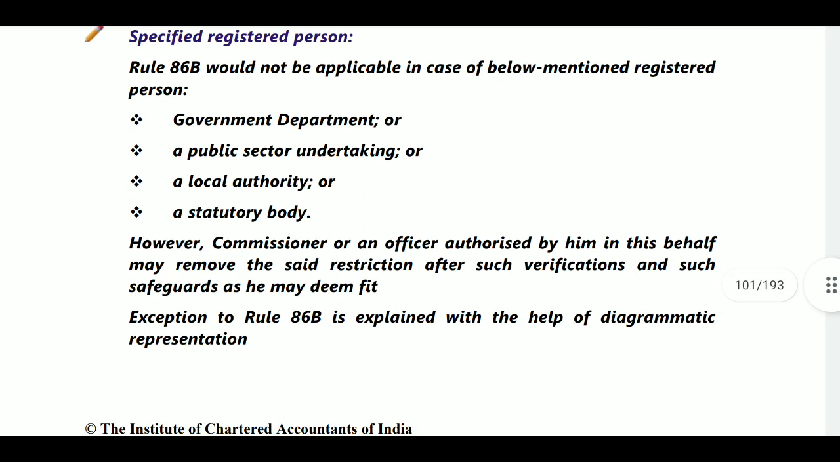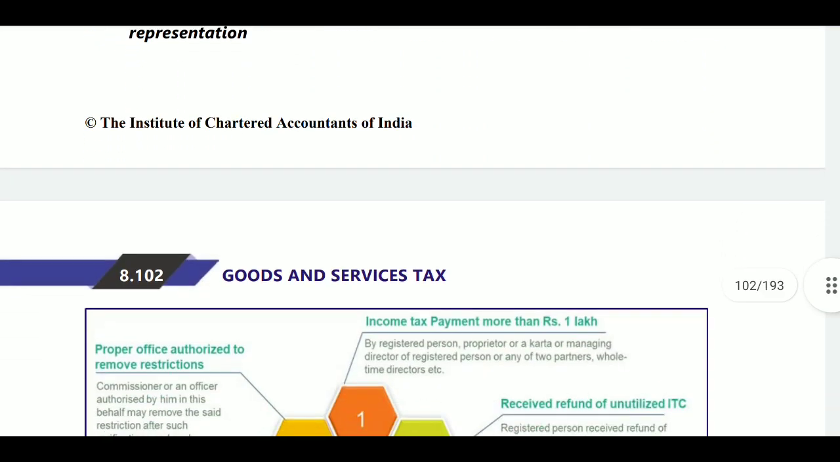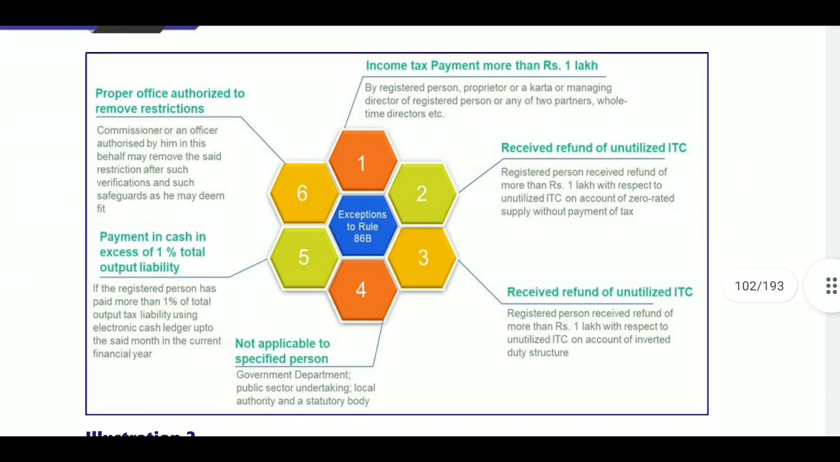Next, however, the Commissioner or an officer authorized by him in this behalf may remove the said restrictions after such verification and such safeguards as he may deem fit. Here, the exceptions to Rule 86B are explained with the help of a diagrammatic representation. The first one is income tax payment of more than 1 lakh. Income tax paid should be more than 1 lakh.